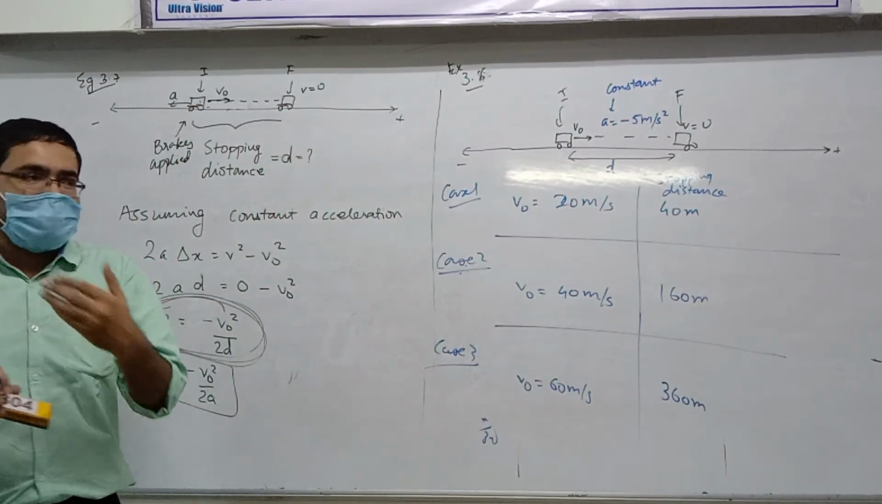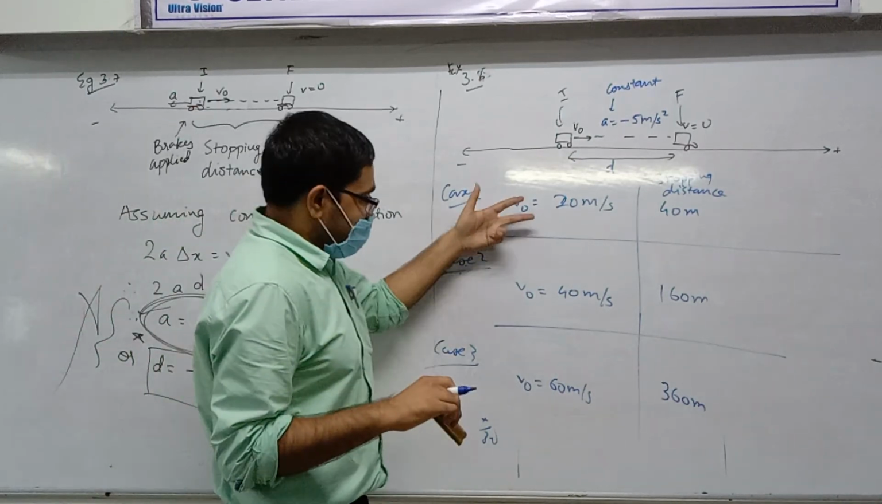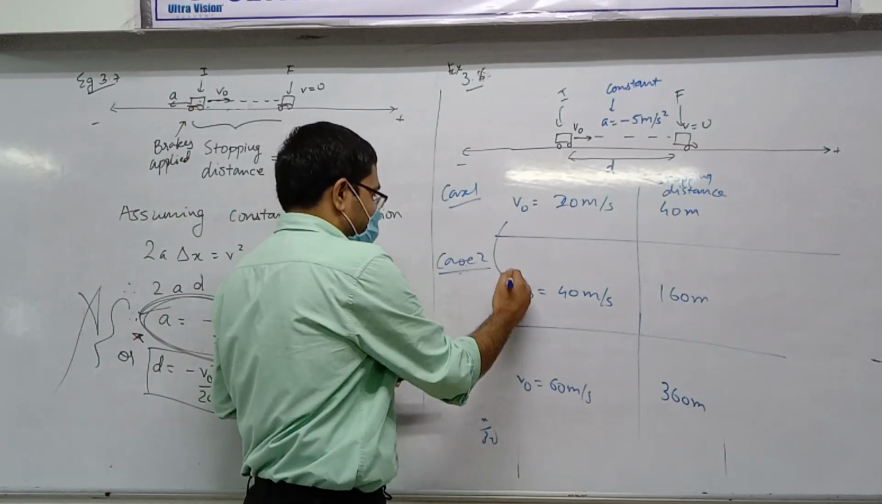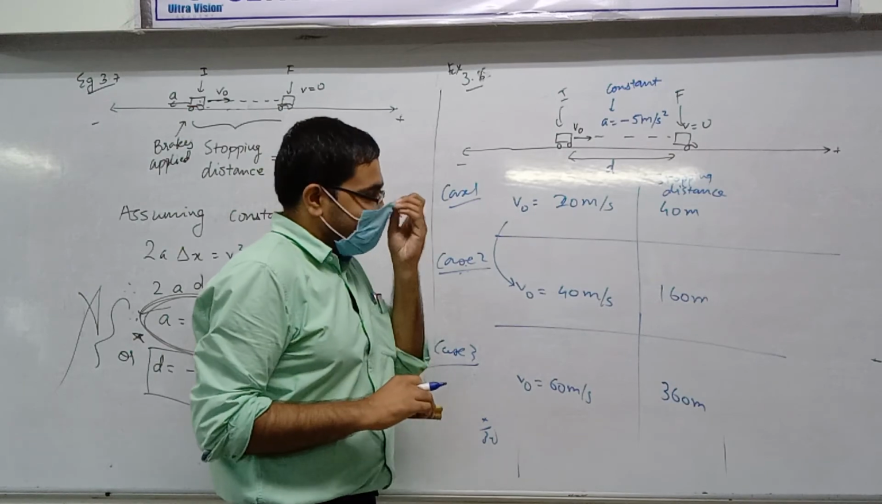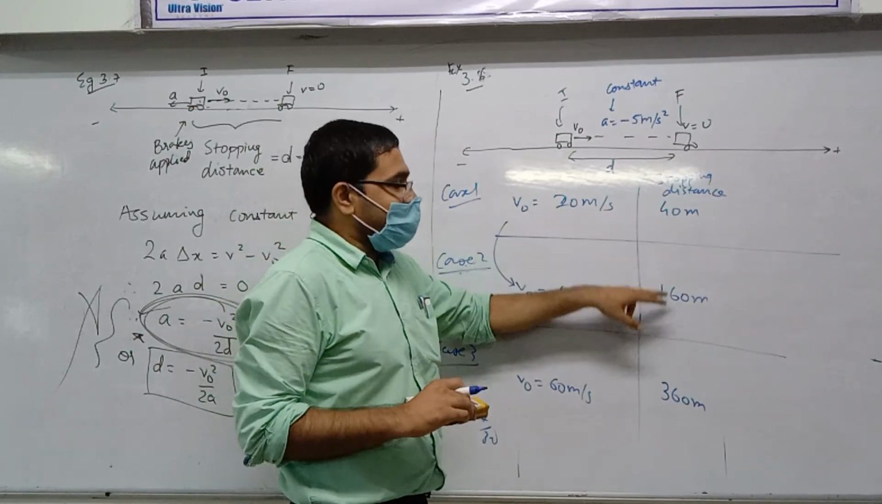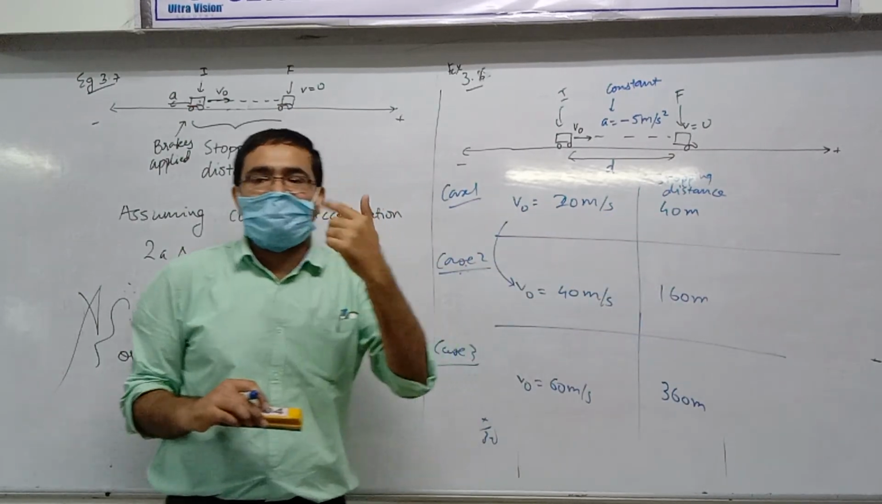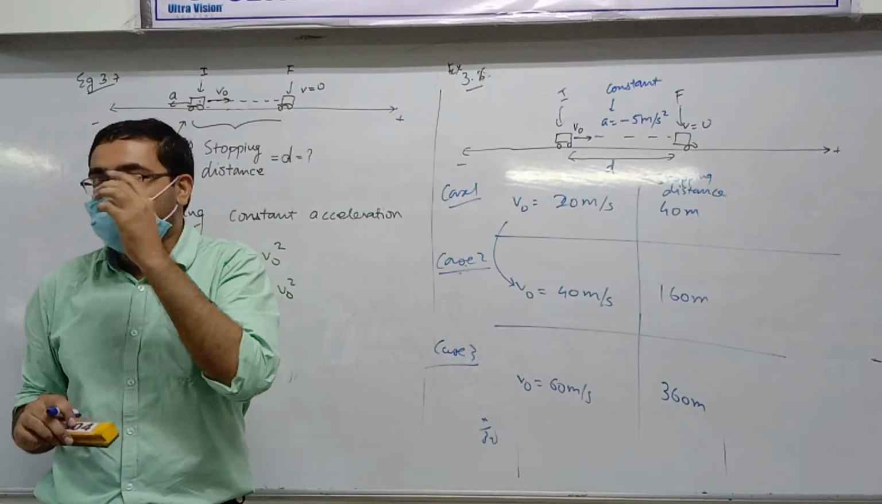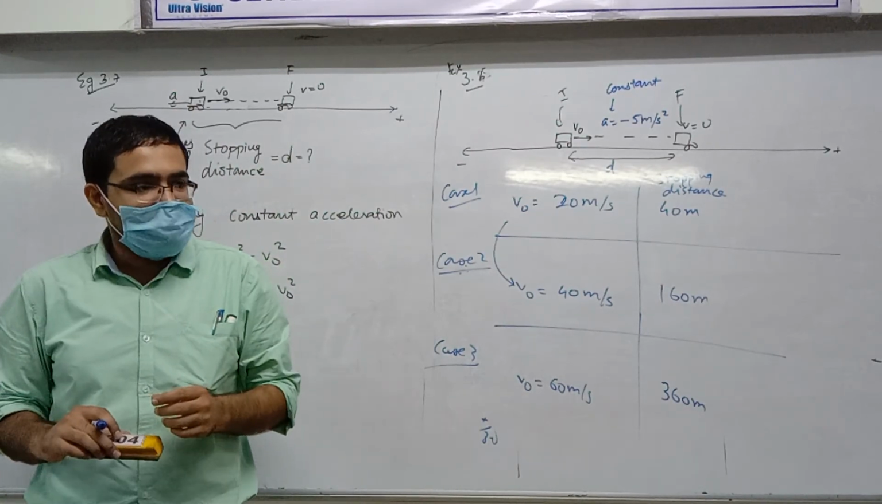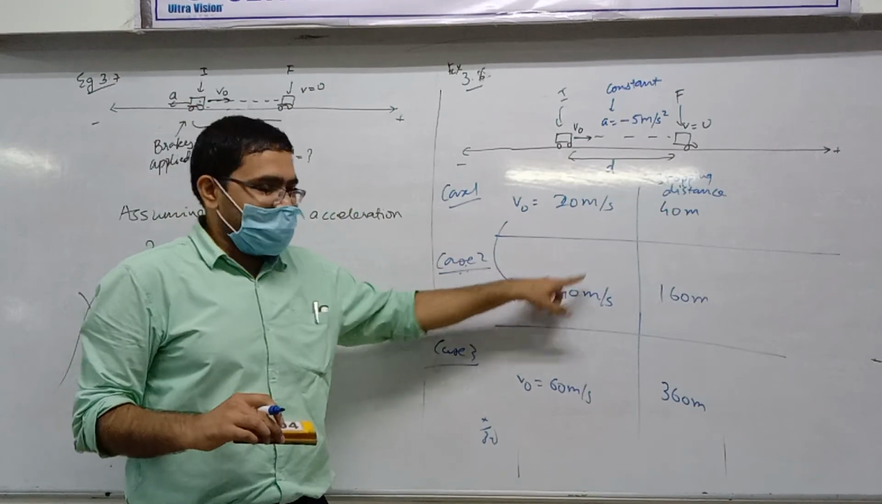Why am I putting these numbers here? Look at the relation. If you double the velocity from here to here, the velocity is doubled, yes or no? Yes. Then the stopping distance is not doubled, it becomes 4 times. Because 2 squared is 4. You see what I'm saying?